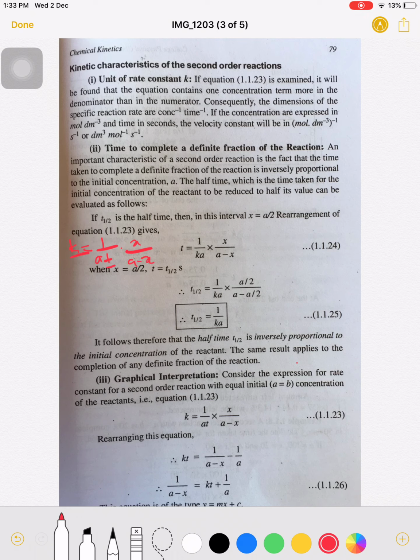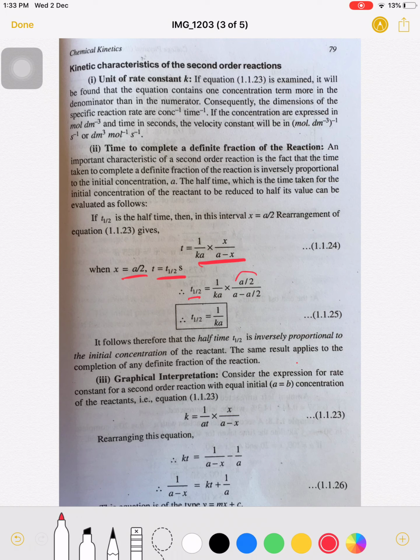So this term is reversed. T is taken to the left hand side and K is taken to the denominator. Therefore the equation becomes T is equal to 1 upon K into A into X upon A minus X. So this equation is there. So by putting the value of X as A by 2 and T as T half in the equation, T half is equal to 1 upon K into A into X.